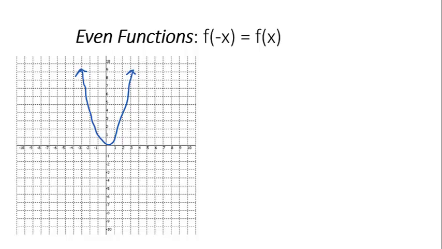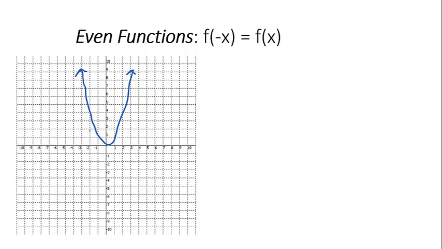Even functions are said to be symmetrical about the y-axis, and they follow this formula. It says f of negative x should equal f of x if a function is even. All that means is that if I fill in a negative value for x and I fill in the same positive value for x, I should get out the same y value. So let's check our graph.